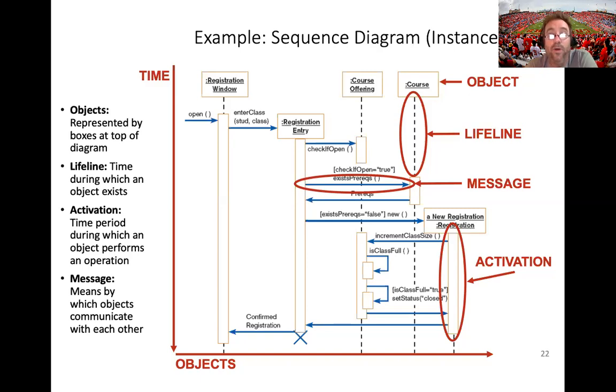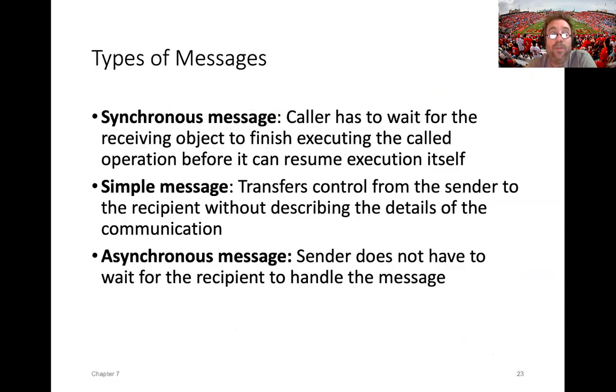Now you recall as well, we had different types of messages. You can have synchronous messages, simple messages, and asynchronous messages. Synchronous message, what's it say? Call has to wait for the receiving object to finish executing the called operation before it can resume execution itself. A simple message transfers control from the sender to the recipient without describing the details of the communication. And then an asynchronous message, the sender does not have to wait for the recipient to handle the message.